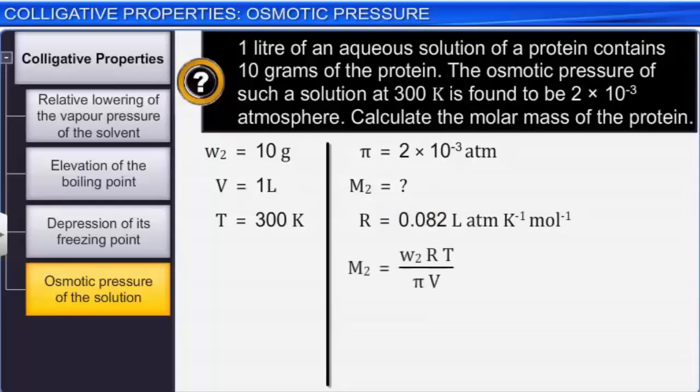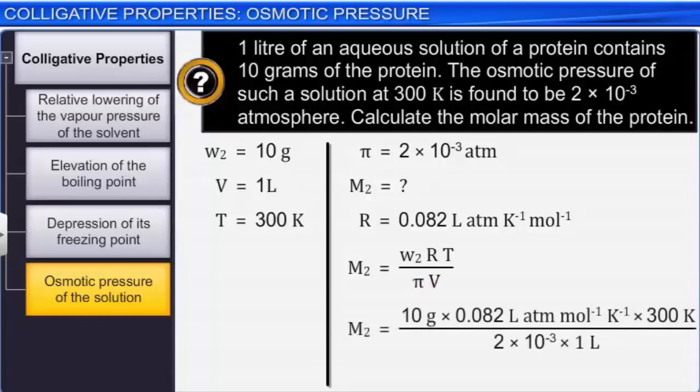Substituting these values in the equation, M2 is equal to W2RT divided by pi multiplied by V. And solving, we get M2 is equal to 1,23,000 grams per mole. In other words, the molar mass of the protein is 1,23,000 grams per mole.